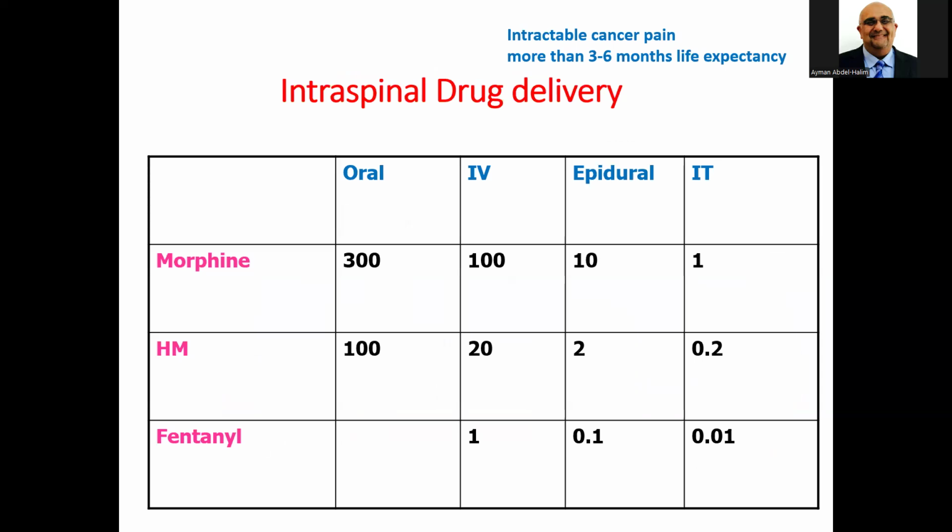Now, why are we using intrathecal pumps? If you think about it, 300 milligrams of oral morphine translates to only 1 milligram of intrathecal morphine. So the main indication of these pumps is when you're having a lot of side effects from the oral or even the parenteral opioids. If the patient cannot tolerate these medications, then you have to use it intrathecally.